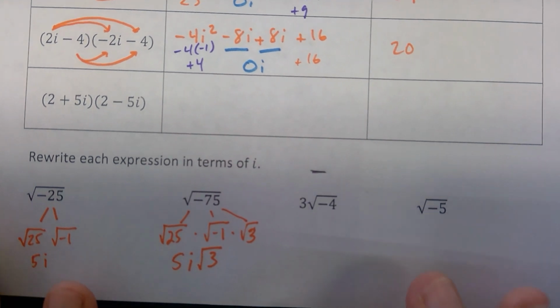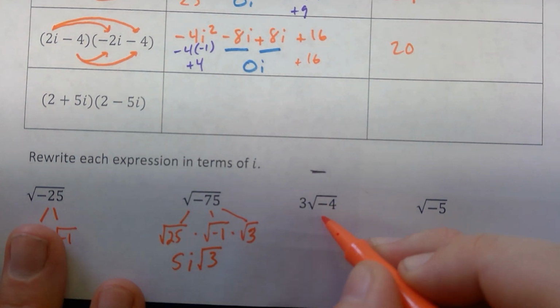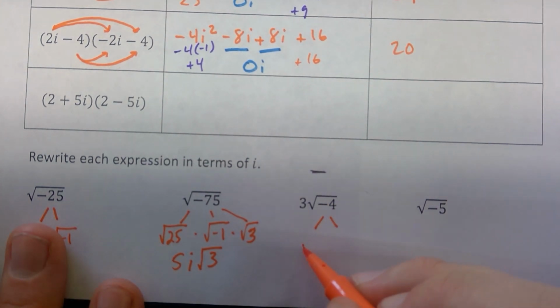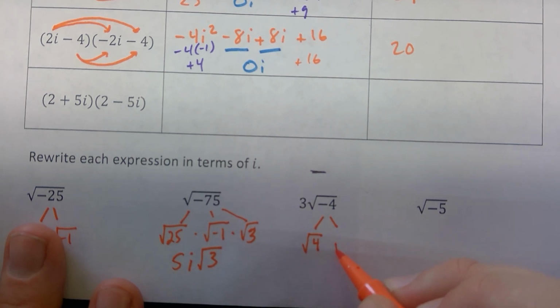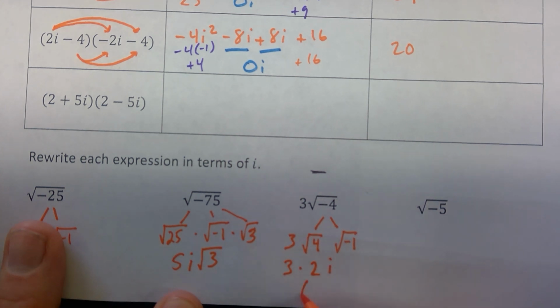All right, let's go to another one. I split up my square root -4. Square root +4, square root -1. My 3's got to sit out front. I can't just get rid of my 3. So now I've got 3 times 2i, and then 3 times 2 is going to give me 6i.